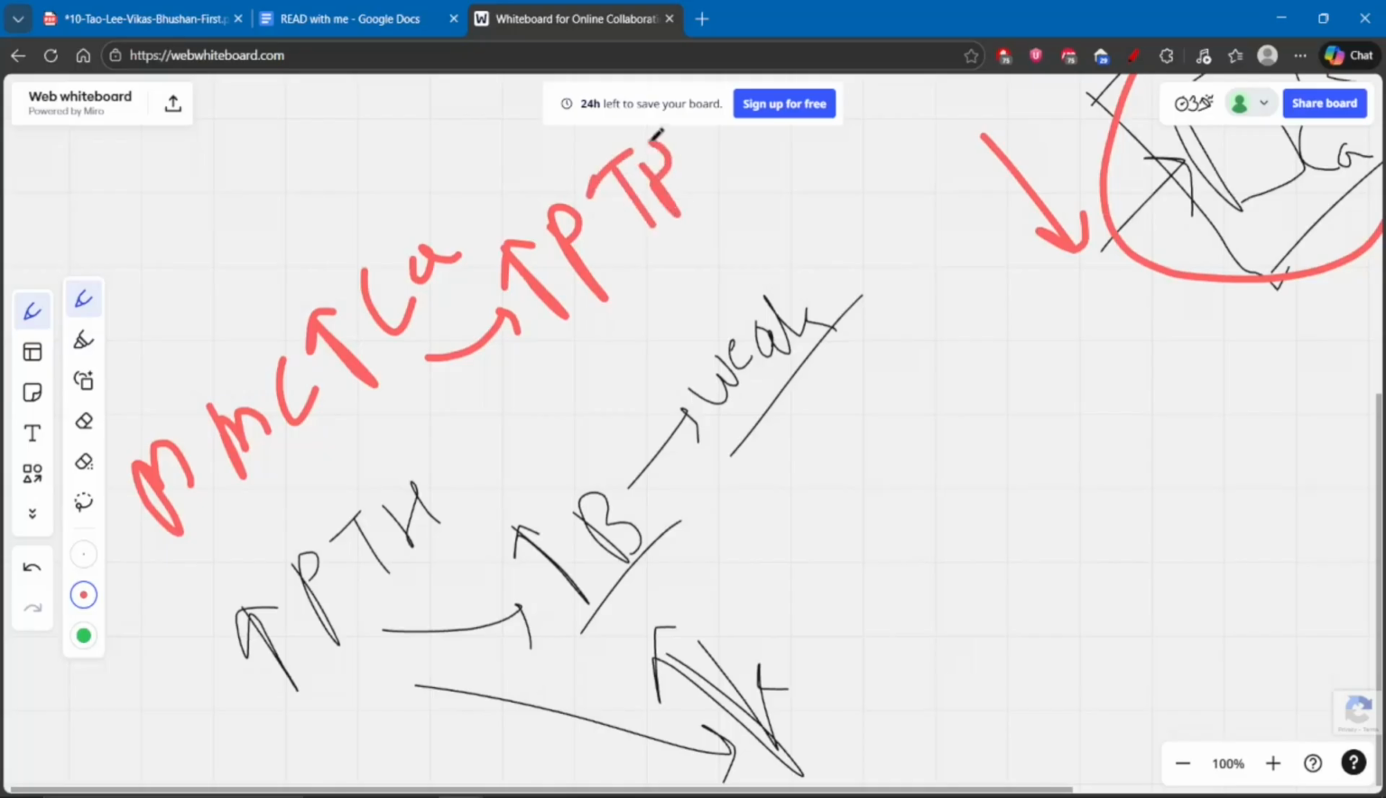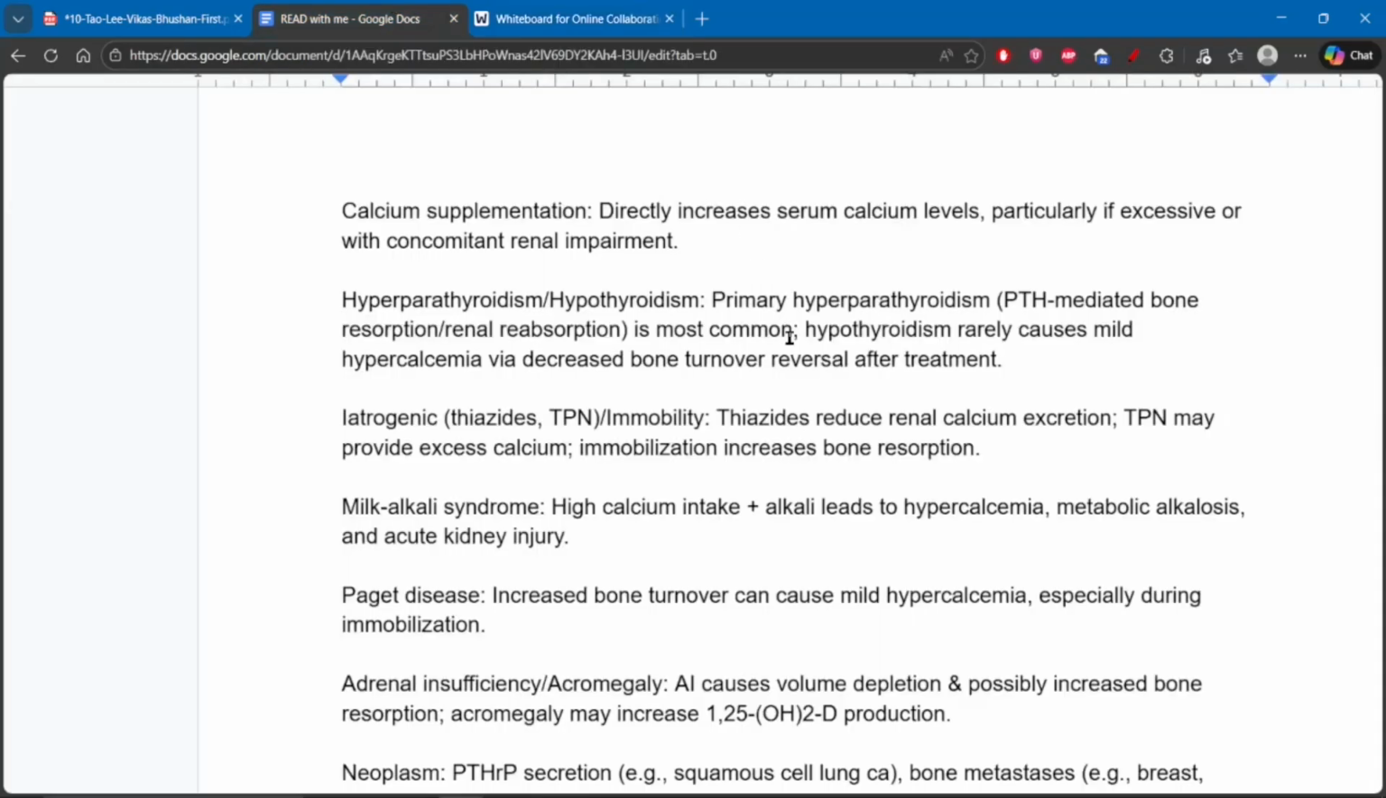This is the most common reason, right? To keep that in mind. So the most common reason is primary hyperparathyroidism. Hypothyroidism rarely causes mild hypercalcemia, with decreased bone turnover reversal after treatment.